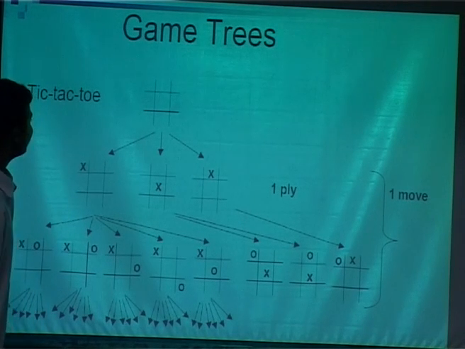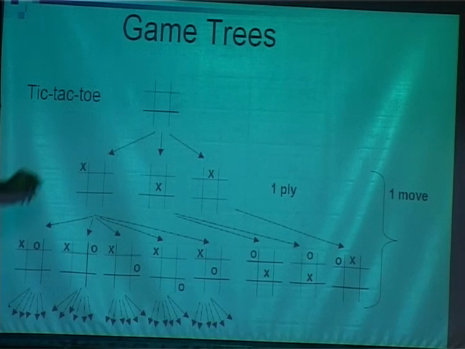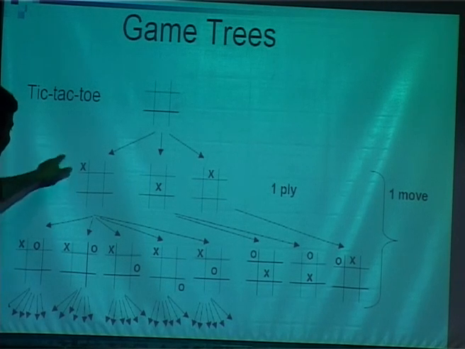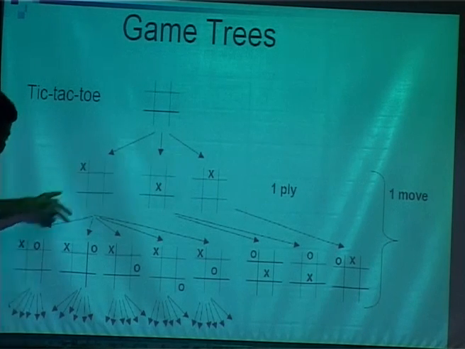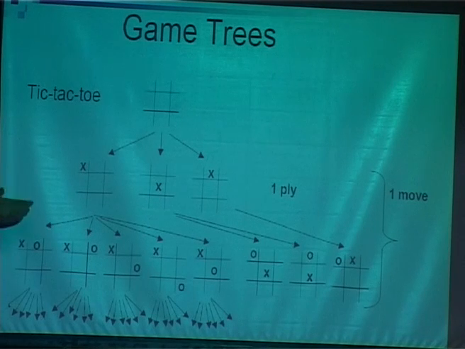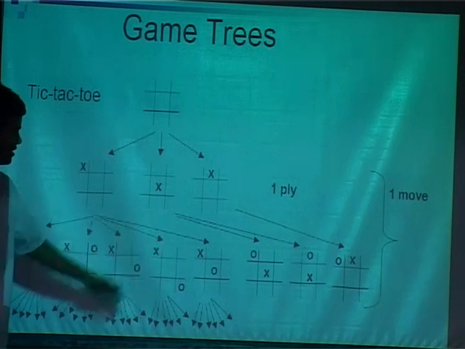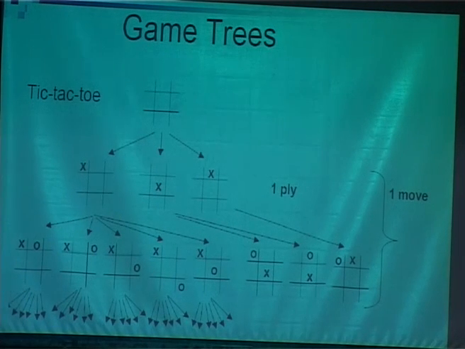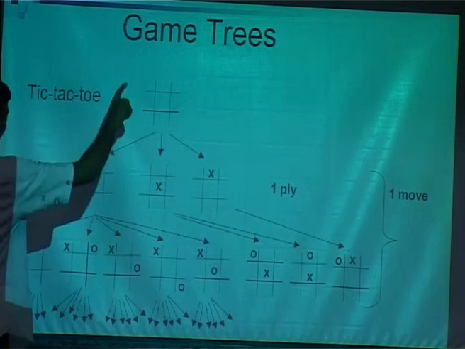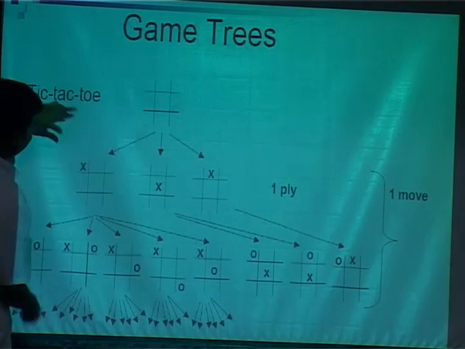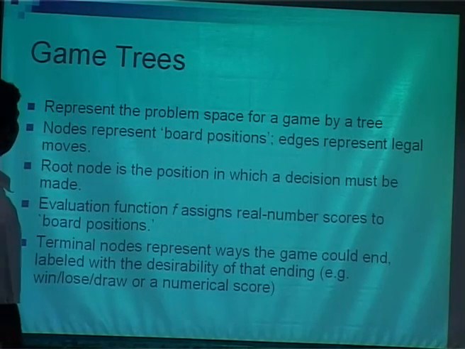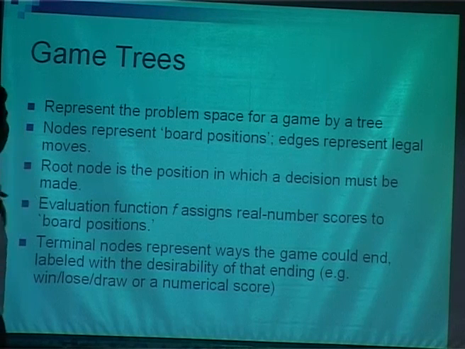For example, this is a tic-tac-toe game. Here this is the first ply, where he made a cross, and the second ply is played by the second opponent player, who is putting a 0, and this is one move. One move consists of two plies. In game trees it is the same thing: one is the root, and every consecutive level is one ply.